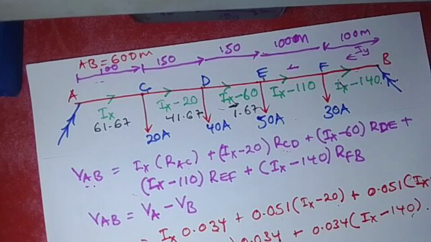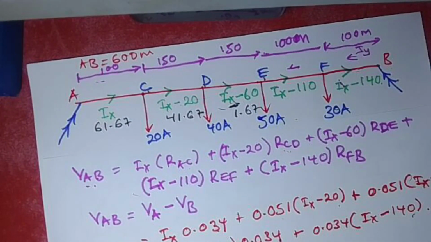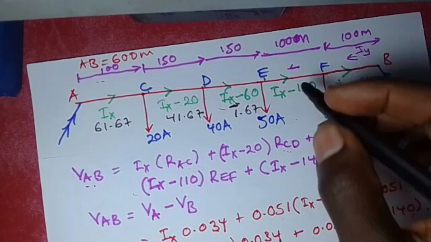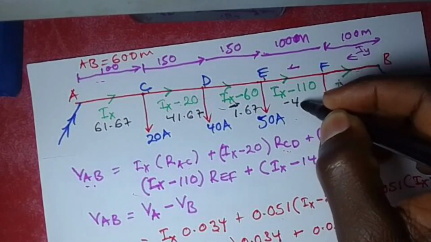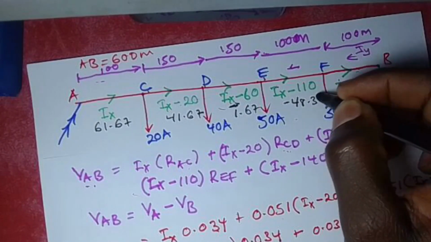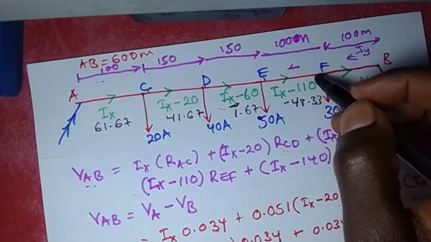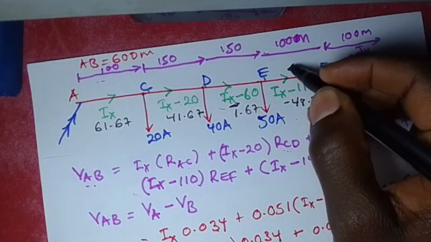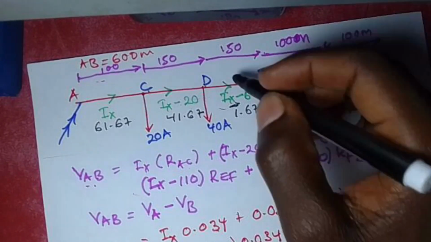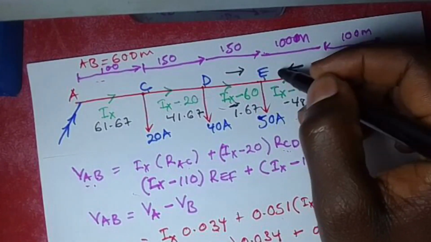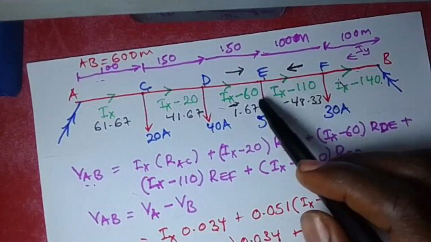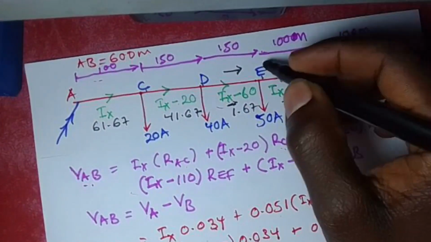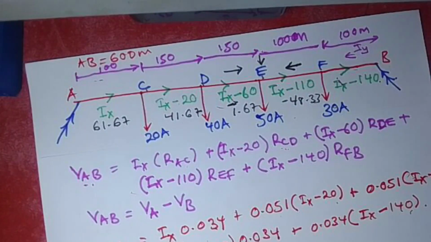Now when I reach here, it's going to be my Ix, which is 61.67, minus the value here, which is 110. So this is giving me a negative 48.33. So the negative simply implies that the current is not flowing in this direction, but rather in this direction. So when it becomes negative, we shall know that this point E is our point of minimum potential.